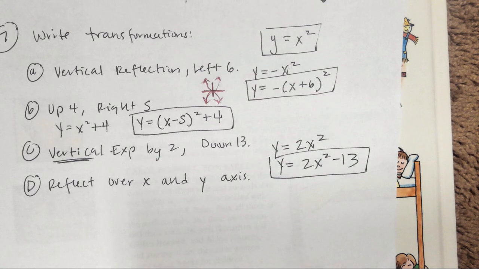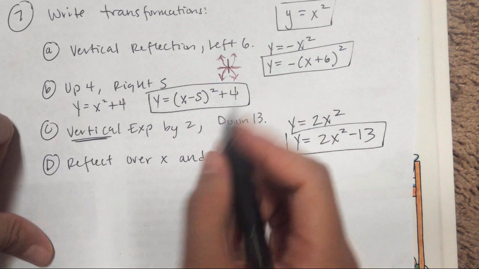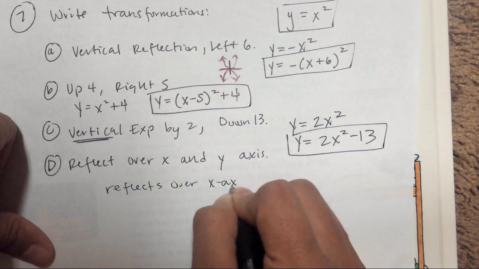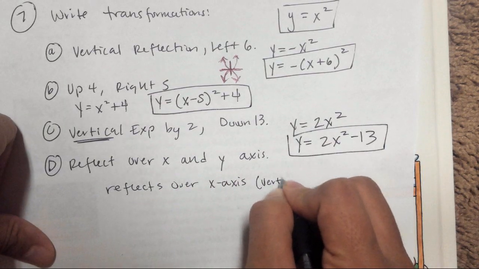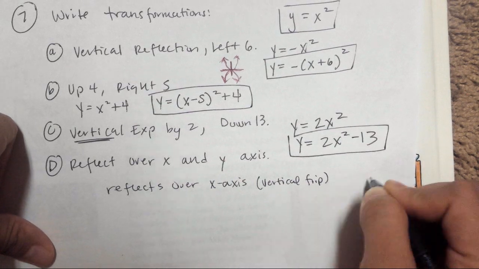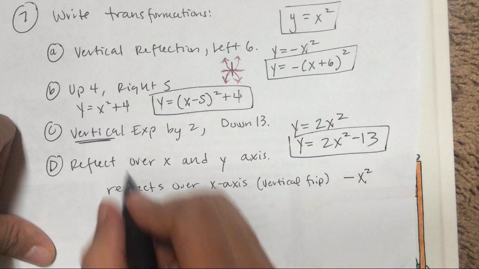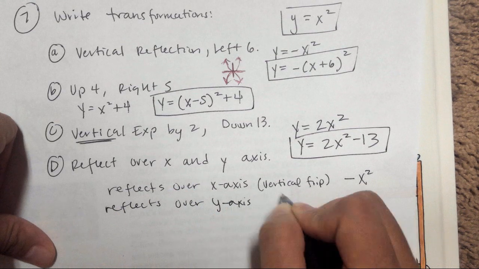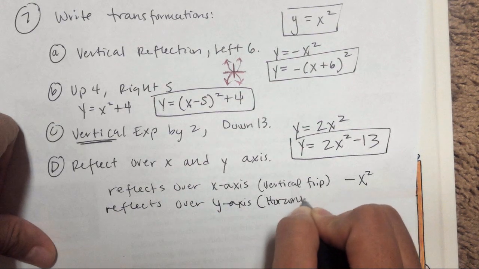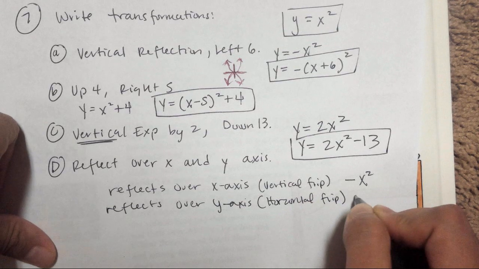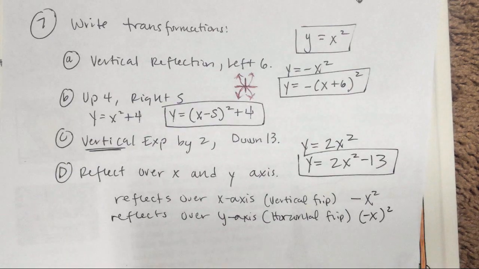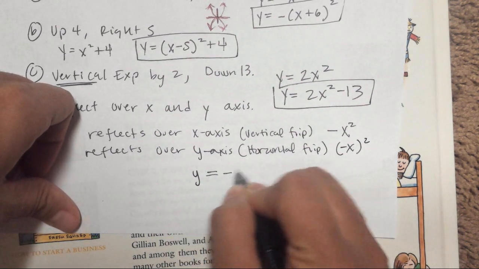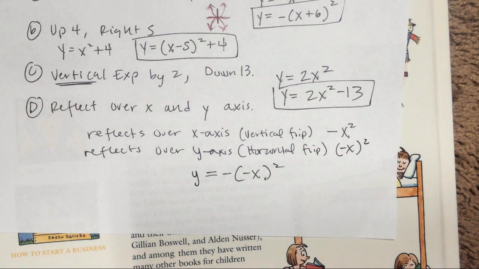Then part D, it says flip over the x and the y axis. So remember, if it reflects over the x-axis, that's a vertical flip. And that means your negative is on the outside. If it reflects over the y-axis, that's a horizontal flip, and you have a negative on the inside of your parentheses. So for this problem, they want you to do both, so I'm just going to write it like this. And I'm done.